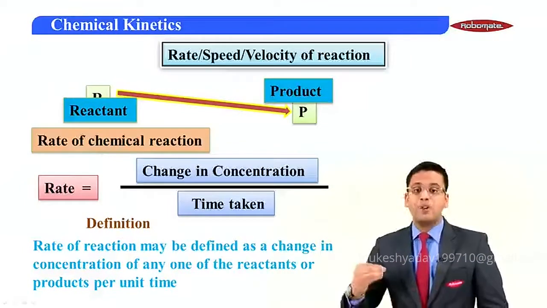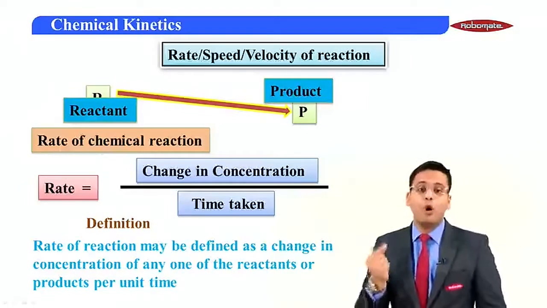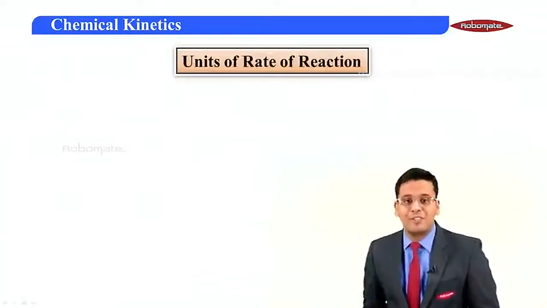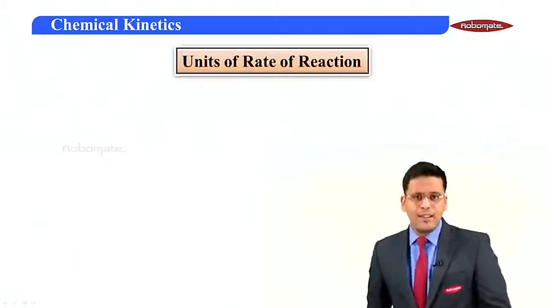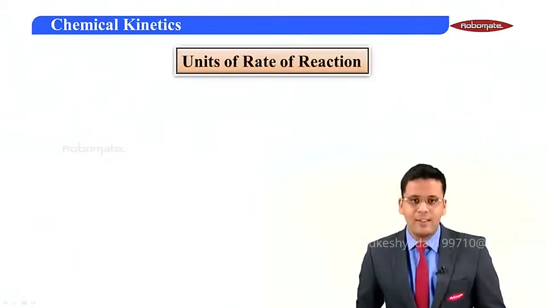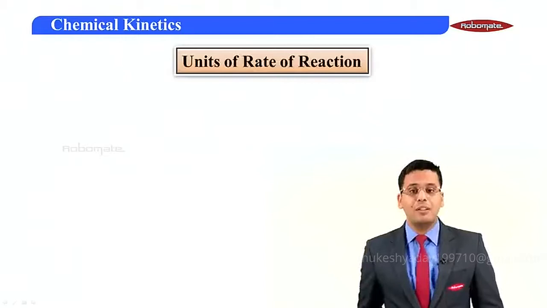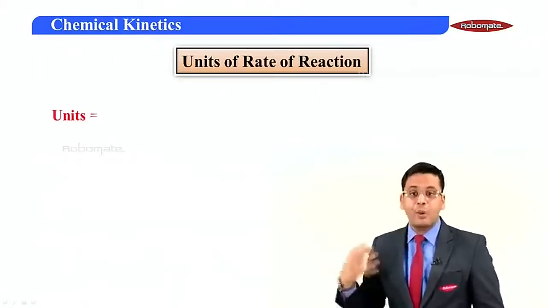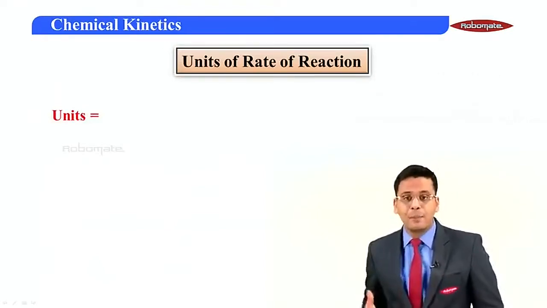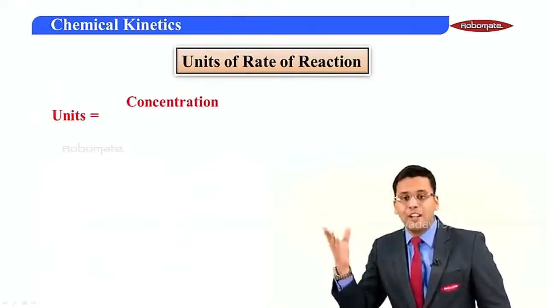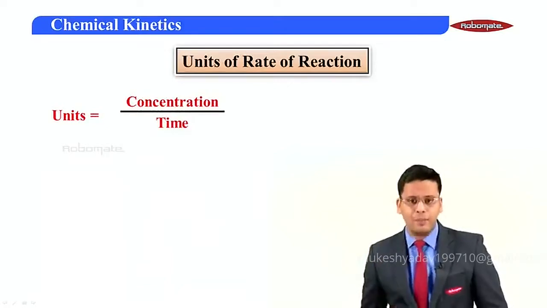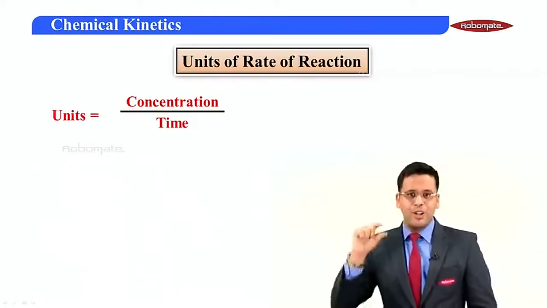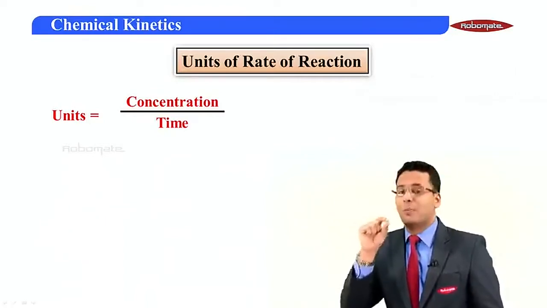In fact, based on this definition, we can also figure out the units for rate of reaction. As we have just seen, rate of reaction is nothing but change in concentration upon time taken. So I can say that the units of rate of reaction will be in the form concentration per time, because it's change in concentration upon change in time.